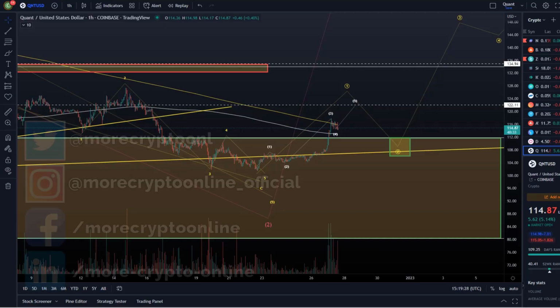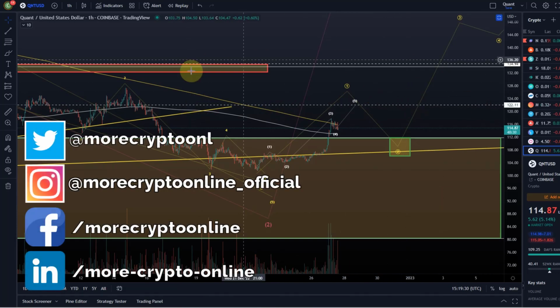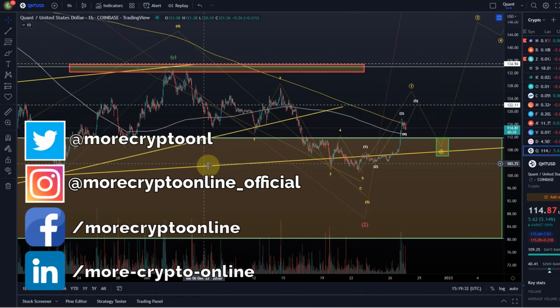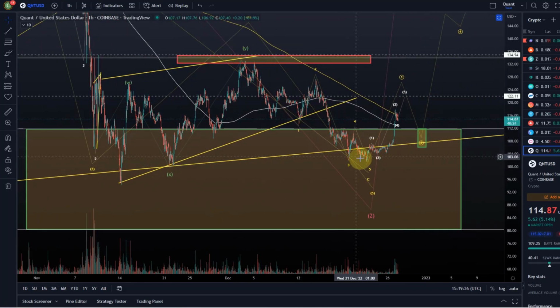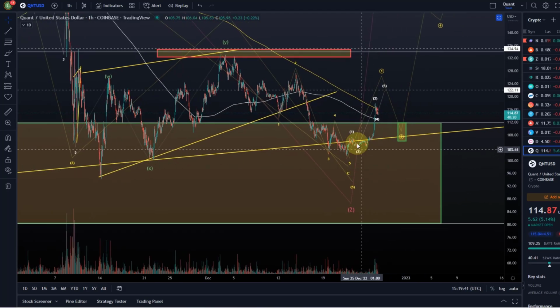Hello and welcome to another update video about Quant QNT, only focusing here on the lower level price action in this larger support area that we had. Last video we said we have most likely completed a 5-wave move to the downside, so that could technically be the completion of this move down.